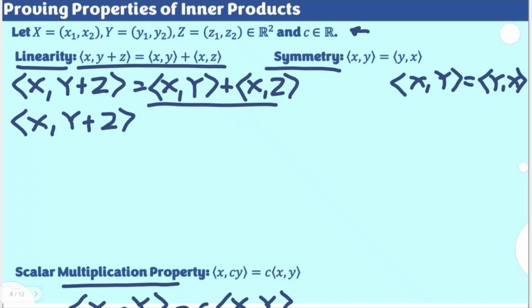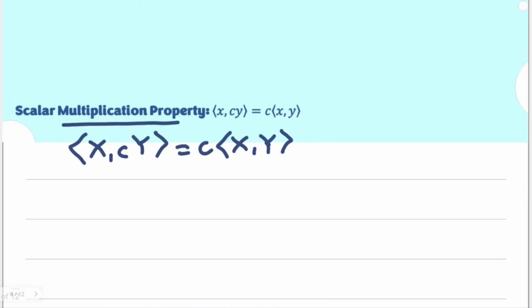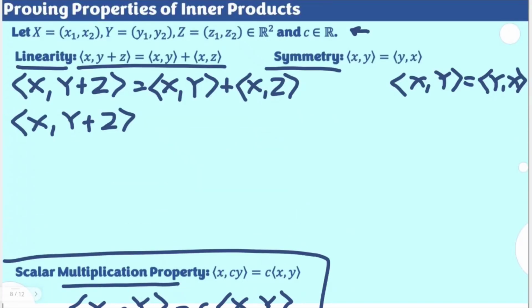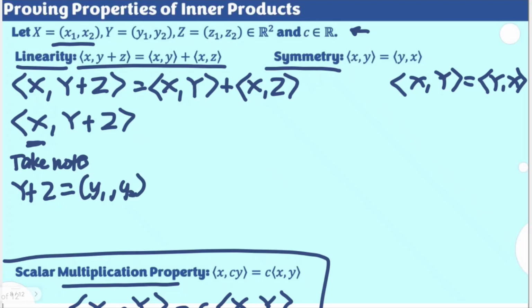Please pardon me if I'll be jumping this portion and moving to the next side because the space might not be enough. Take note that for X here, basically its components are x sub 1 and x sub 2, but the sum has treated this as one vector. Let me write here, take note, so that we will be guided. Y plus Z is equal to y sub 1, y sub 2, plus z sub 1, z sub 2, so that its first component should be y sub 1 plus z sub 1, and then y sub 2 plus z sub 2.